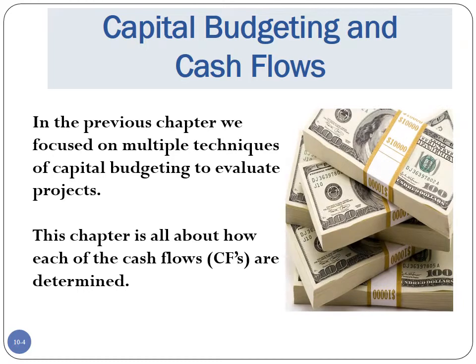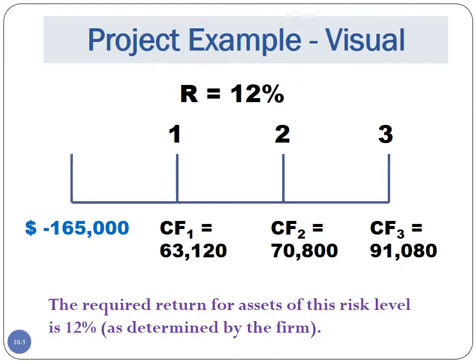In Chapter 9, we looked at multiple techniques of capital budgeting to evaluate projects. We looked at some of the strengths and weaknesses and when the different techniques were appropriate. And this chapter is about how each of the cash flows are determined. There's more detail in your text than I'm giving you in the lecture. I just want to make sure from the lecture that you understand what the principles are from a conceptual level.